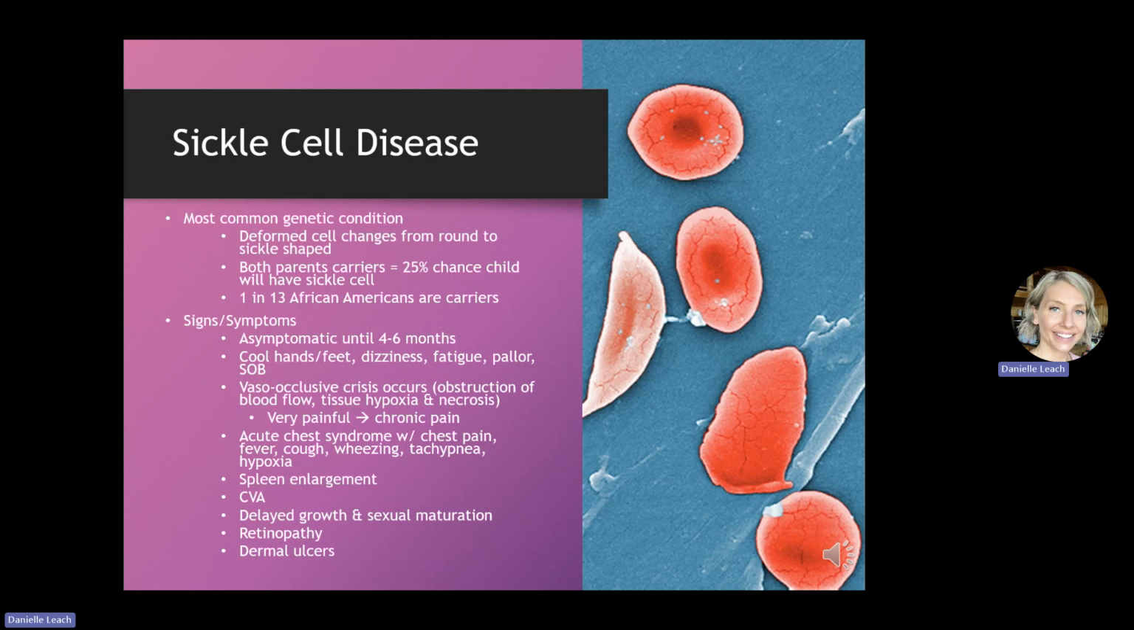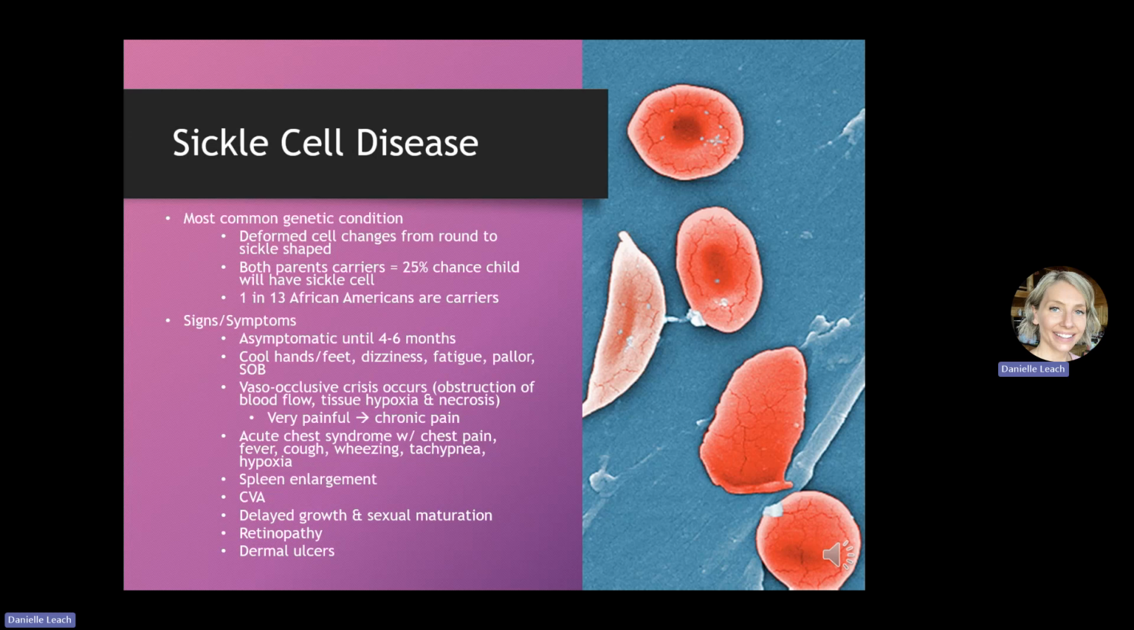Some of the signs and symptoms: with a baby, usually they are asymptomatic until about 4 to 6 months of age. When we are born, we're born with fetal hemoglobin, which is another type of hemoglobin. The sickle hemoglobin and sickle-shaped cells start to replace the fetal hemoglobin sometime around about 5 months of age. At that time, the baby could start to show symptoms. Other common symptoms are things like cool hands and feet, dizziness, fatigue, pallor, and shortness of breath.